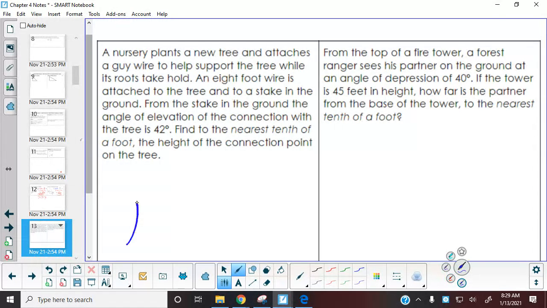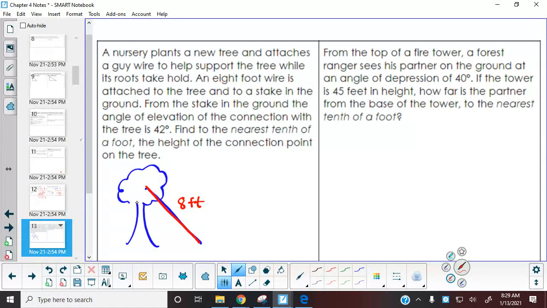So we've got the tree. By the way, disclaimer, I am not a great artist, okay? So just bear with me. And then they attach a wire to the tree to the ground, okay? It's an 8-foot wire that's attached to the tree. So this part right here is 8 feet.